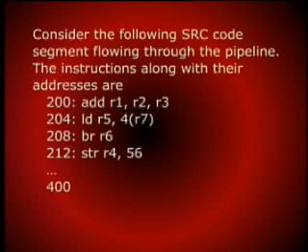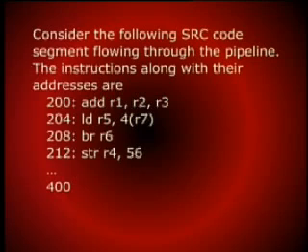The next instruction is at address 204, which is a load instruction, load R5, within square brackets 4 plus R7, which indicates a register relative addressing mode.